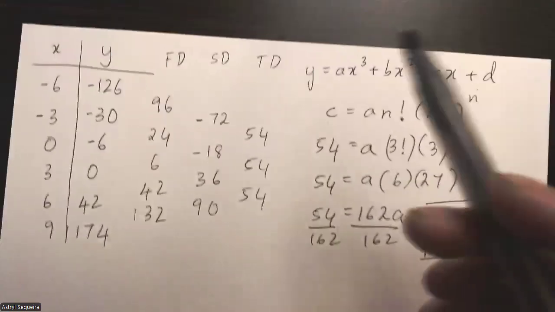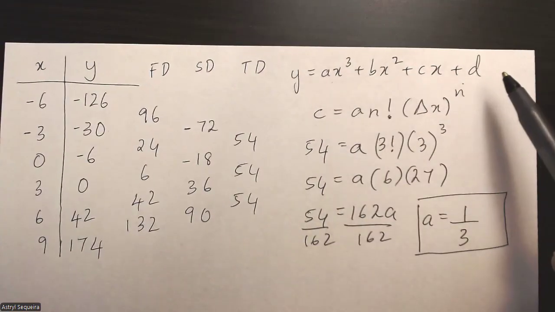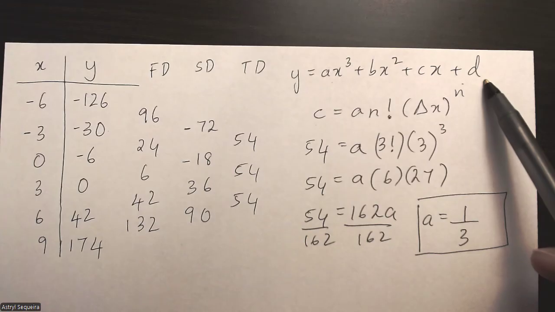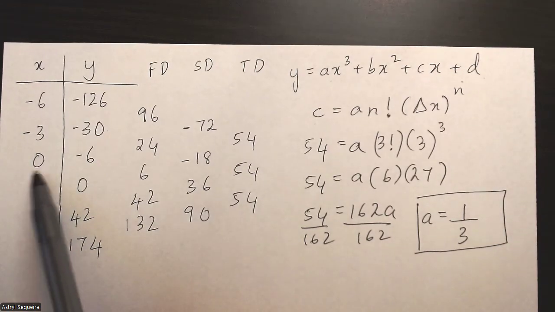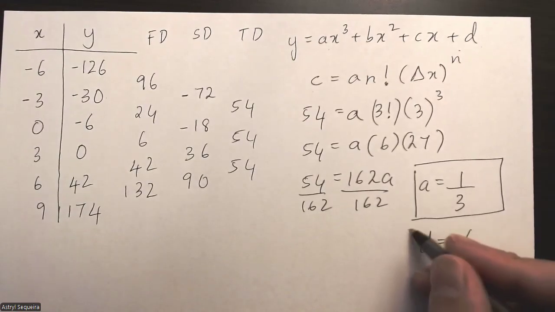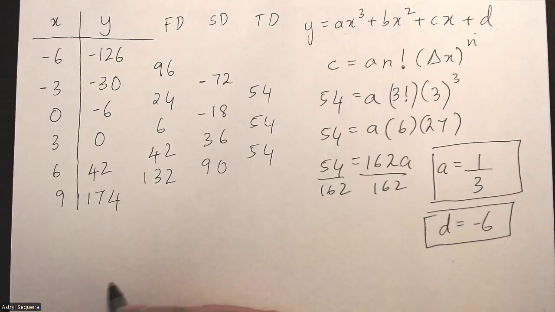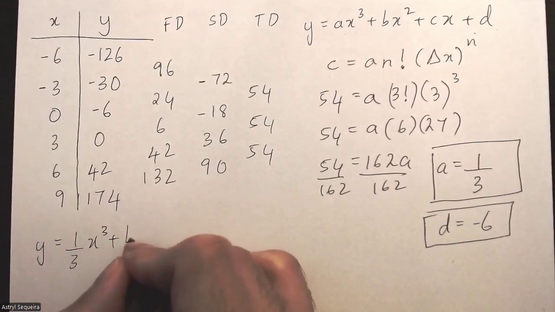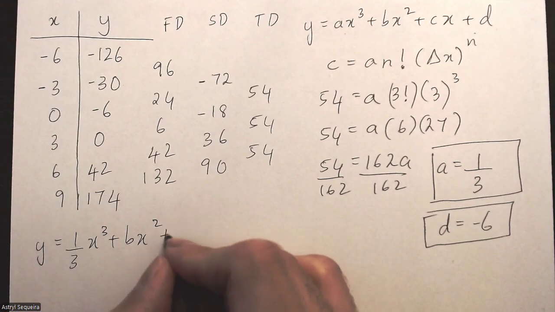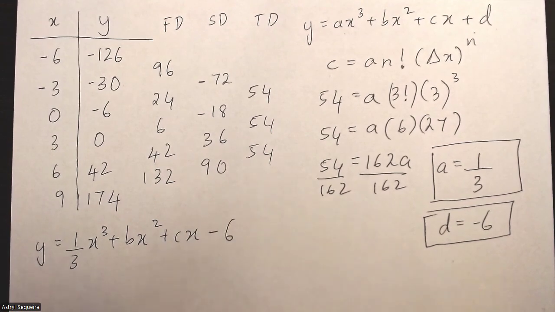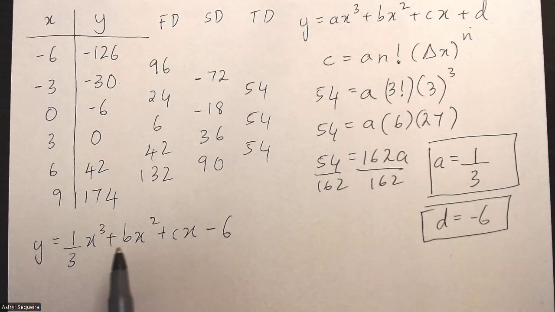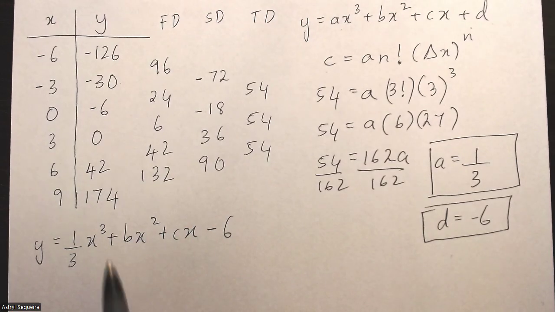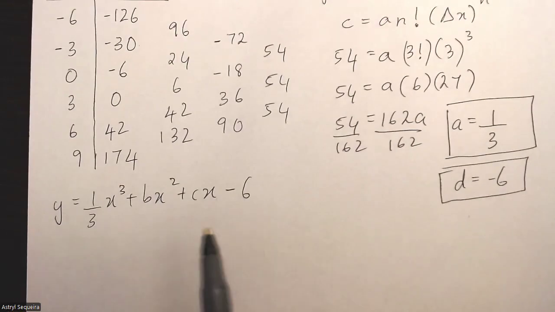So now that I know my a value, I can replace it in this equation over here. I also know that my d value in standard form is just my y-intercept, and my y-intercept is when x equals 0. So I also know that d equals negative 6 as well. So I'll fill those two in this step over here. So y equals 1 over 3 x cubed plus bx squared plus cx minus 6. Now that I got my a and my d value, I just need to find the b and c values. And to find my b and c values, I just need to sub in two random points and solve using either substitution or elimination.